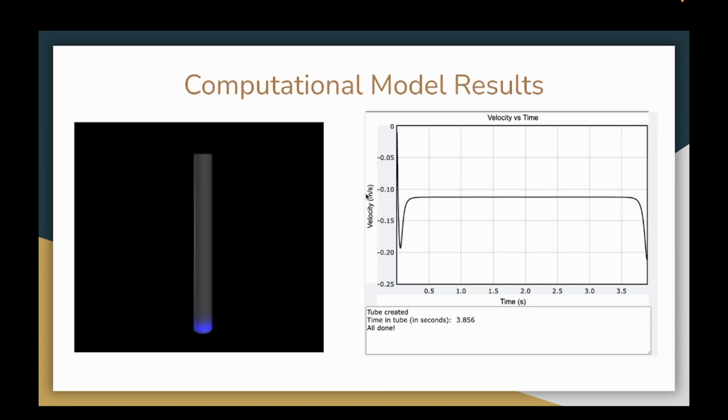And here's the results of the computational model. And here you can see the velocity versus time graph, and this large plateau in the middle is where the force of gravity is equal to the force of the magnetic induced field.